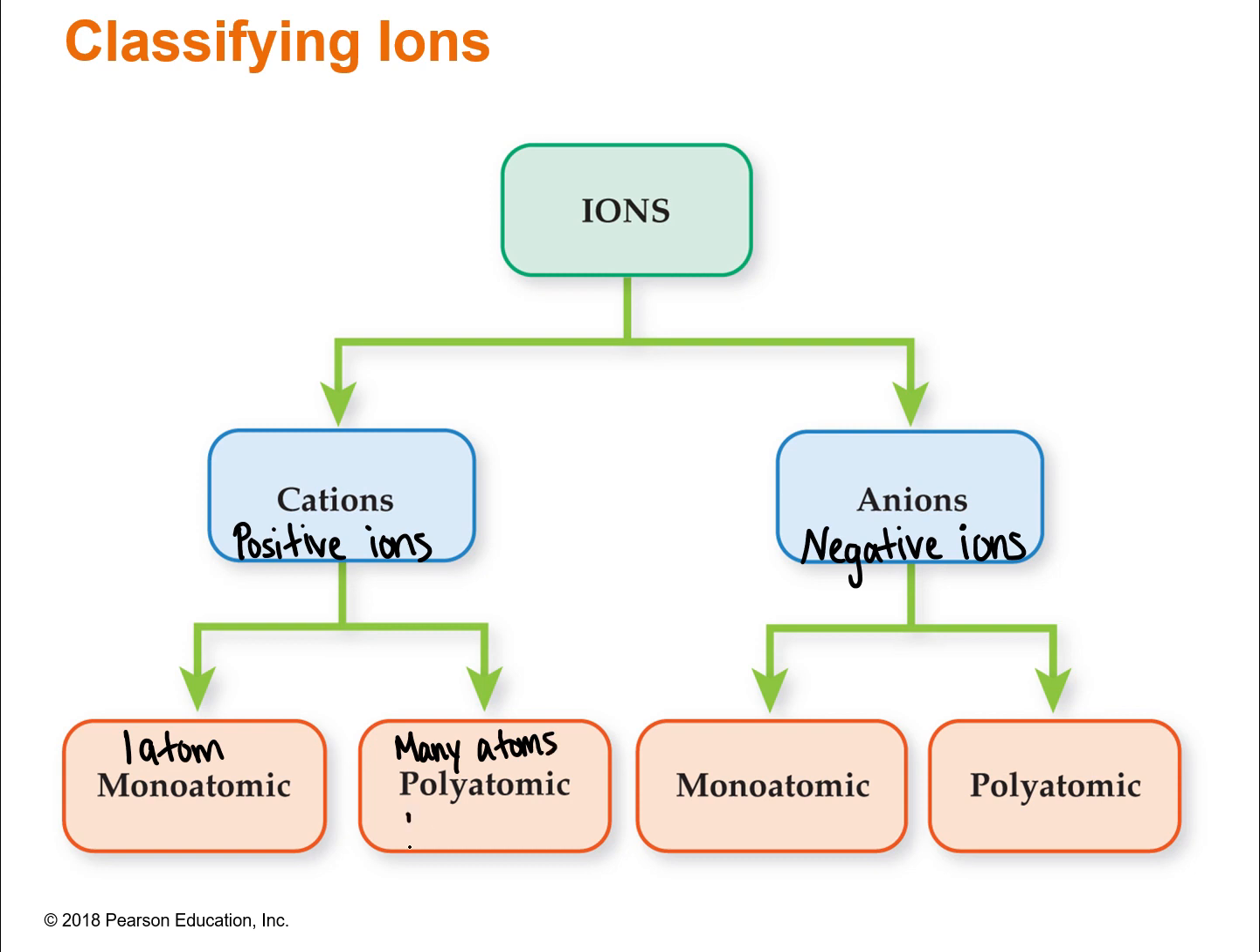Polyatomic refers to a group of atoms with an overall charge. We're going to go over each of these in detail, but I wanted to give you the overview of where we're going and how it fits in. So we're going to learn how to name the cations and the anions. Then we'll learn how to name ionic compounds and how to write formulas for ionic compounds.